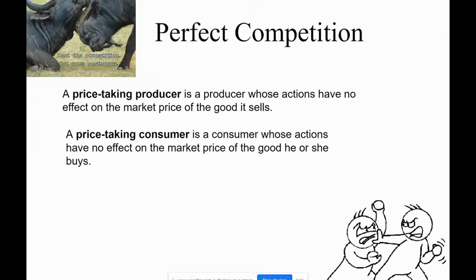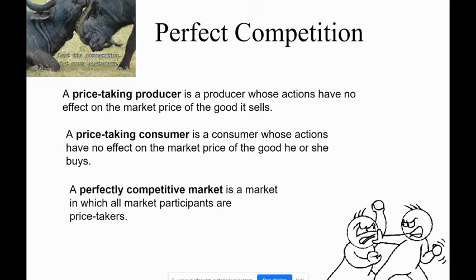Same thing with the consumer. With perfect competition, a consumer really has no place to haggle with prices. We're so low on the totem pole that it doesn't matter what we say to the person we're buying from. We are just a lowly member of the consumer pool, and they're not going to sell it for a price other than market price. So when we talk about price takers, we say, here's your price, you take it or you leave it.